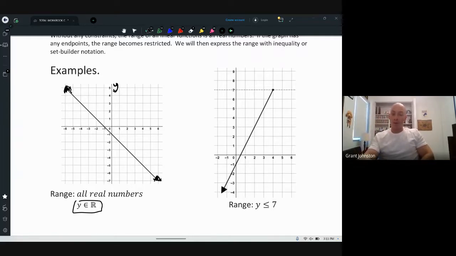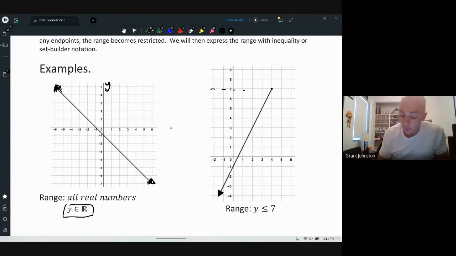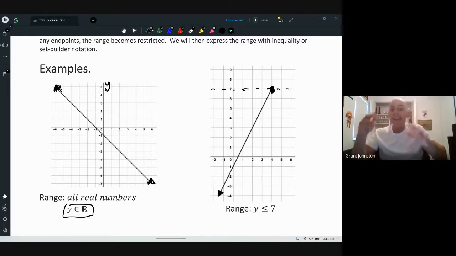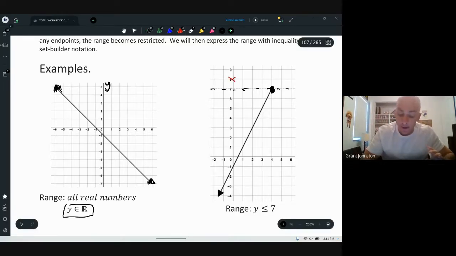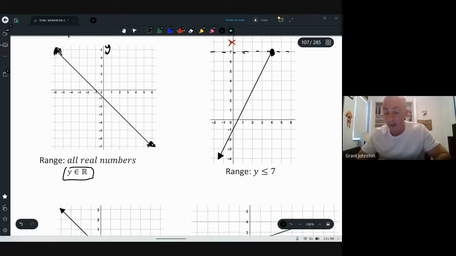Meanwhile, on the second one here, got this dot. You kind of draw a dotted line here. It's got an endpoint right here. And it's never going to go above 7. Remember, we're looking at the y-axis. It's never going to go to 8 or 9. It's only going to go downward from there. So the range is y is less than or equal to 7. It's got to be less than or equal to 7. That line's going down from 7. Everything below 7. So y is less than or equal to 7.